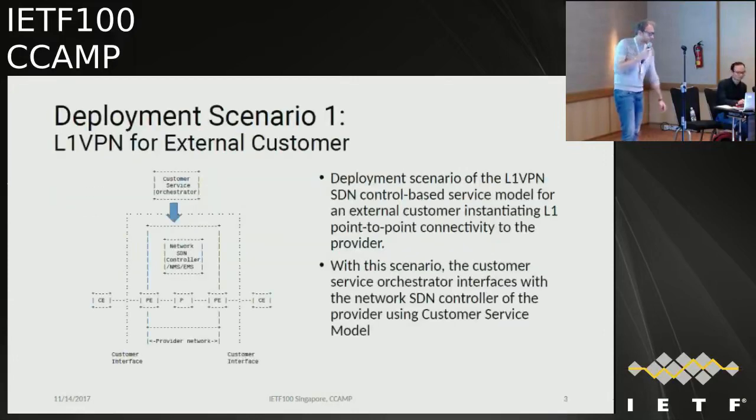So, next. This is the first deployment scenario. This is very simple because we are talking about a customer that wants layer one VPN services from a provider. So the layer one CSM in this case is the modeling of the interface between the customer service orchestrator and the network controller. This use case may not be so common, but it is useful to explain also the second scenario.